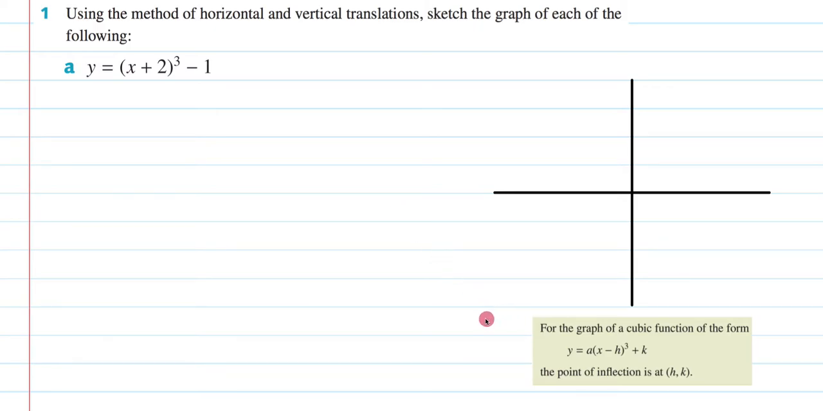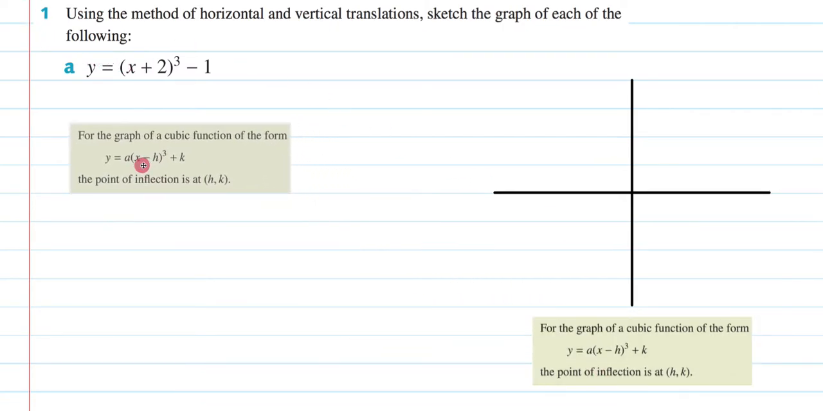We are going through exercise 6E, and in this video we'll be answering question 1A, which says, using the method of horizontal and vertical translations, sketch the graph of each of the following. And here's the cubic function that we need to sketch. Before we dive into this question, let's just bring this up and have a good look at this.